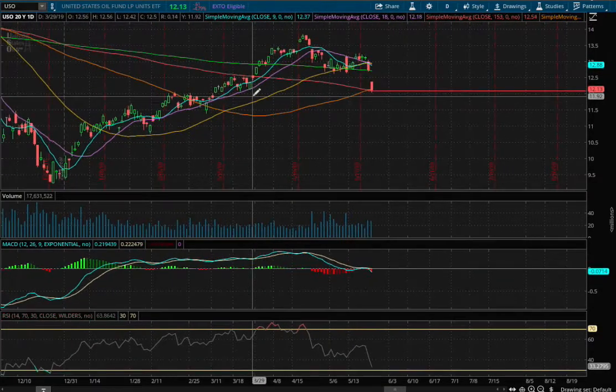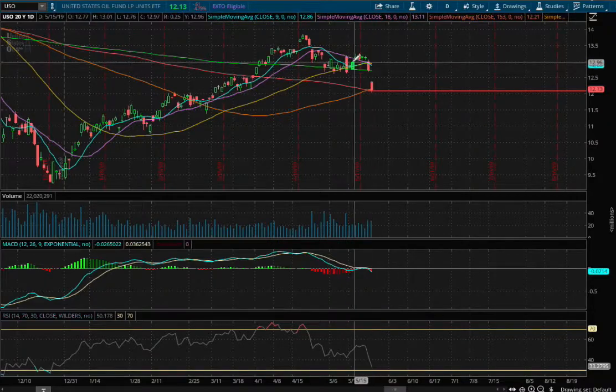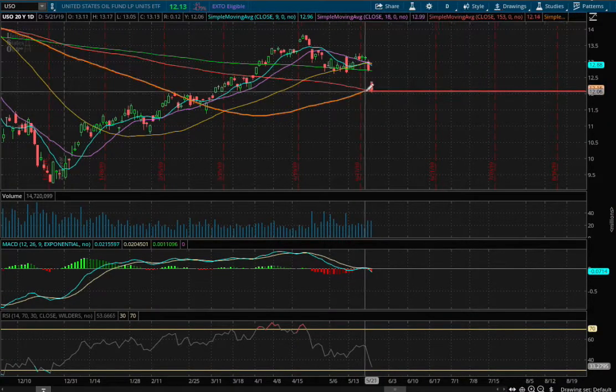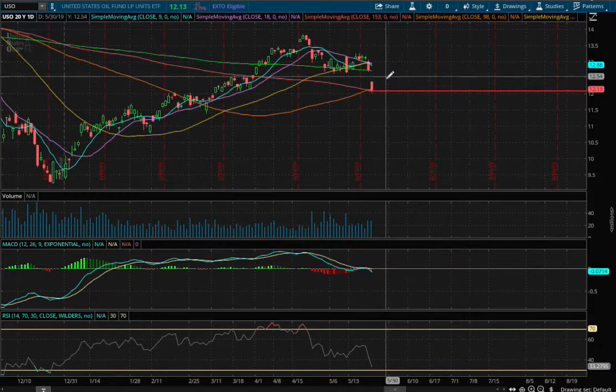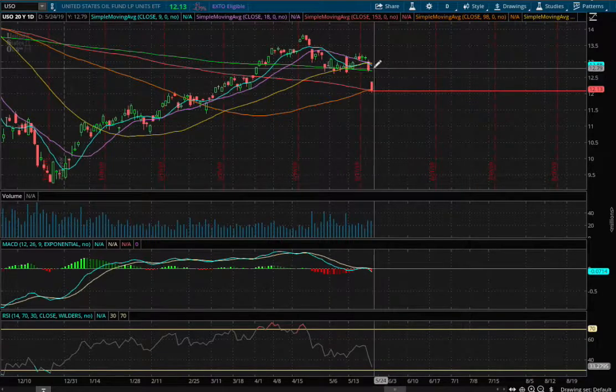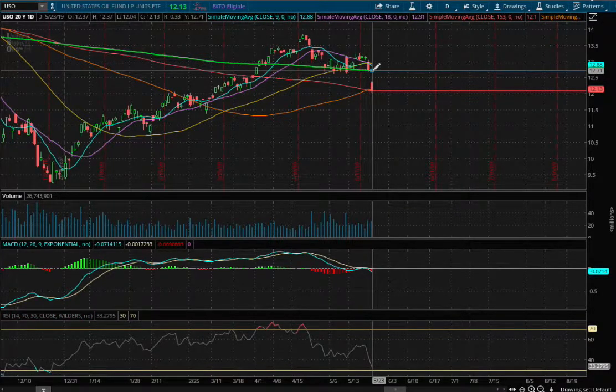And right now, I see resistance. If we were to reverse this trend, the first resistance would be the 200-day moving average, which is at the price of $12.71.